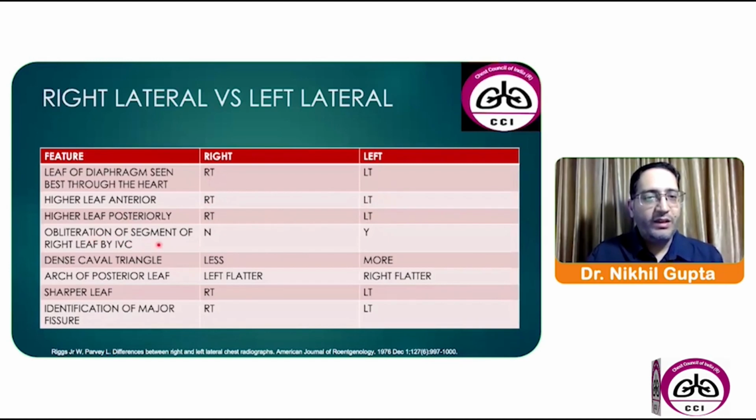In obliteration of the segment of the right leaf by the IVC, it is seen in the left lateral. Dense caval triangle is seen more on the left lateral. Arch of the posterior leaf is flatter. Left arch is flatter on right lateral, and right arch is flatter on the left lateral. The sharper leaf in right lateral is right, and left lateral is left. And we can identify the right major fissure in right and left major fissure in left.